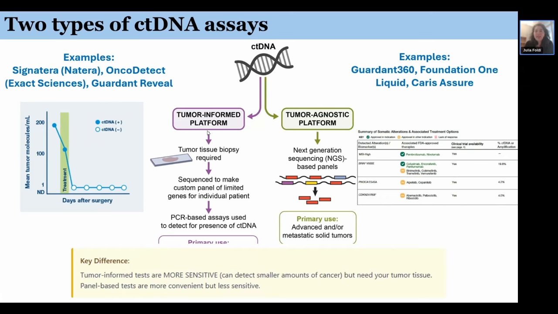So again, the key difference between these two platforms is one being tumor informed and personalized, which means it's more sensitive, meaning that it can detect smaller amounts of cancer, but there is a requirement for tumor tissue for those tests. The panel-based tumor agnostic tests are more convenient, quicker, but less sensitive, meaning that they require a larger amount of circulating tumor DNA to be able to find it and analyze it.